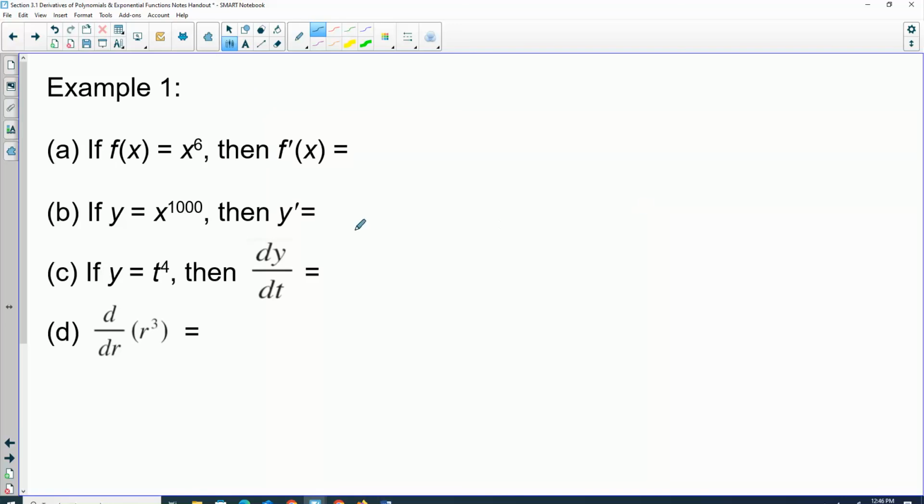For perpendicular. If my function is x to the sixth, what is my derivative? 6x to the 5th. If my function is x to the 1000th, then y prime, that's another notation for derivative, would be 1000x to the 999. Aren't you glad I didn't make you do that one by hand? If y equals t to the fourth, then dy/dt, that's another notation for derivative, would be 4t to the 3rd.